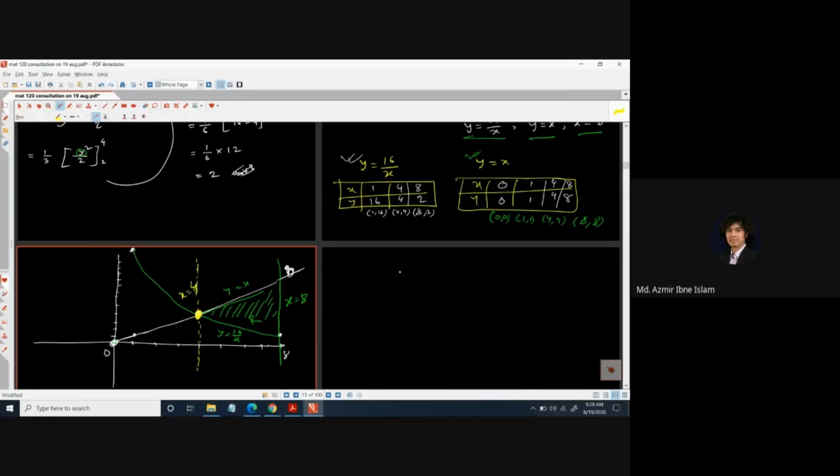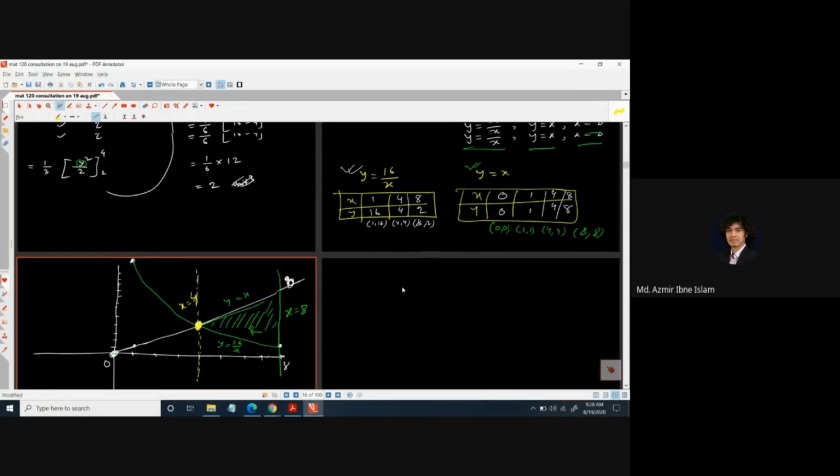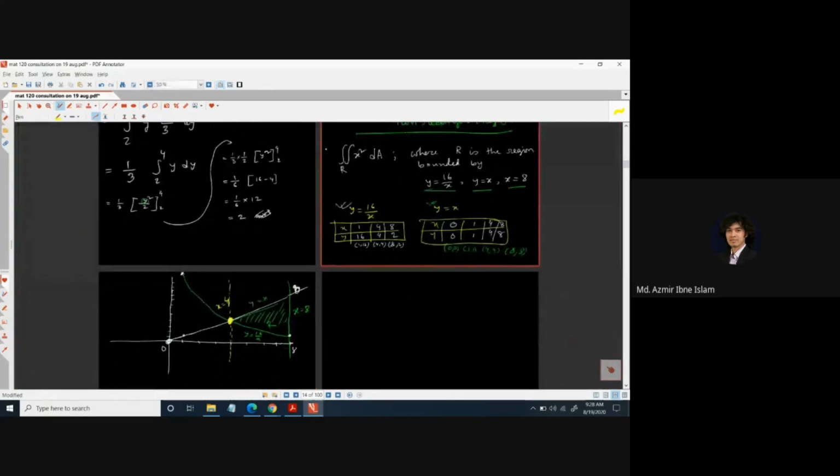Now, let's start our calculation. Our integral is this. Now we are targeting the limits, because without limits we cannot evaluate the integral. So x squared, instead of dA. We can also write dy dx or dx dy, but for now I am writing dA.